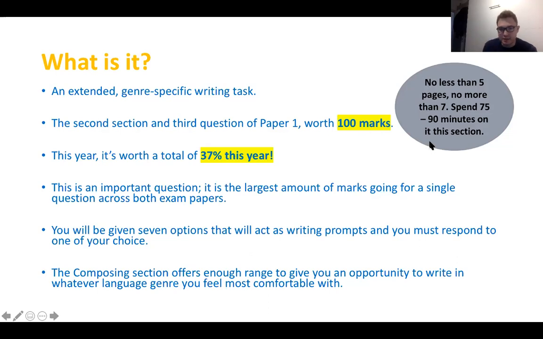Some housekeeping, the question everybody asks: how long does it have to be? How many pages? No less than 5 pages. It's a 100-mark question. The examiner won't be warmed up to the idea of you only giving 2 or 3 pages. 4 is the absolute minimum. Try and get to 5. 5, I would say, is the sweet spot for a good short story in particular. Definitely don't be going 6, 7 pages. You're really going to be waffling if you do that.